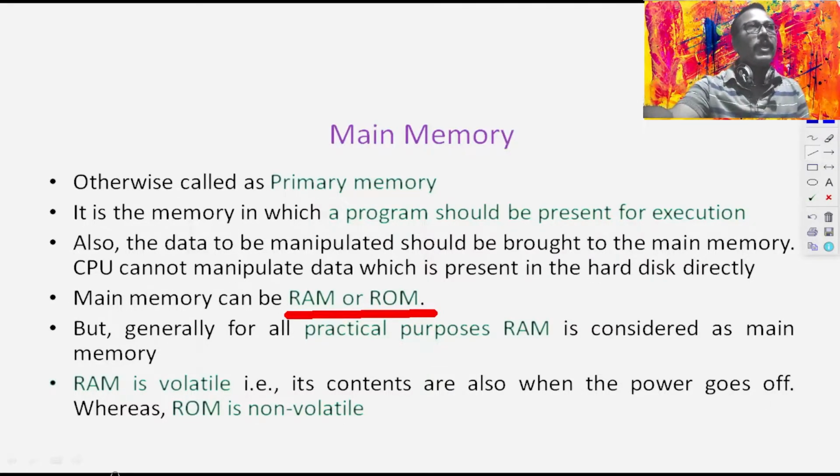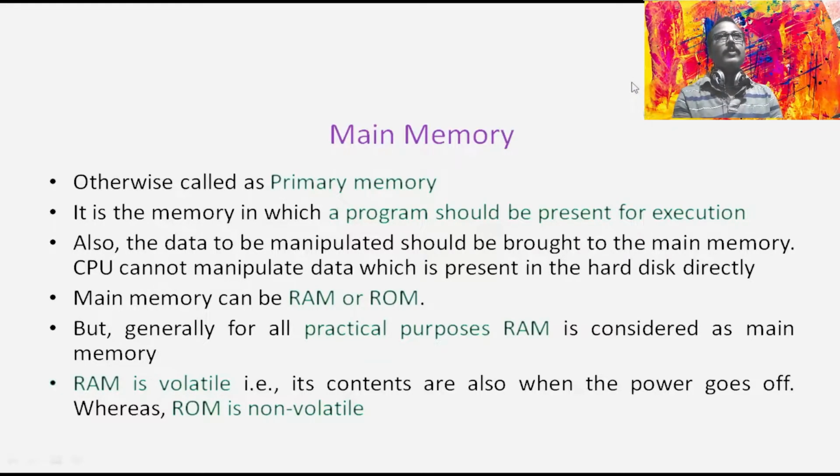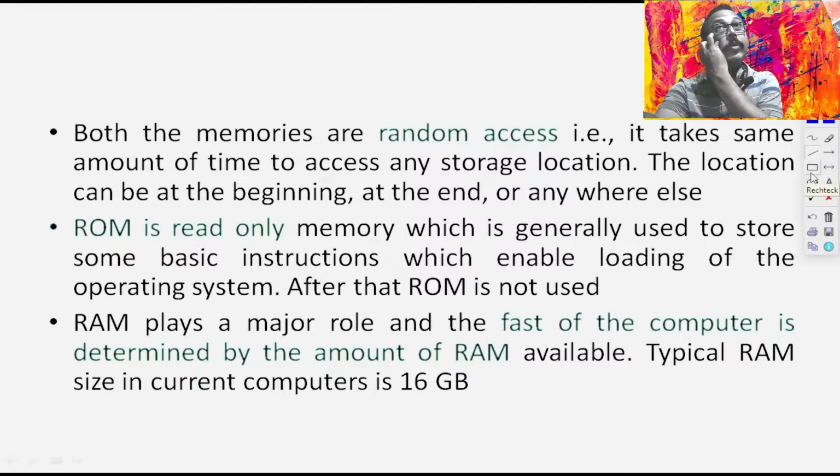Also, RAM is volatile in nature. That means its contents will be intact as long as the power is on. If the power goes off, its contents are lost. So that is volatile. Whereas ROM is non-volatile. Both the memories are random access. Again, what do you mean by random access?